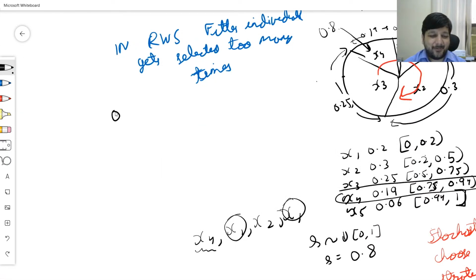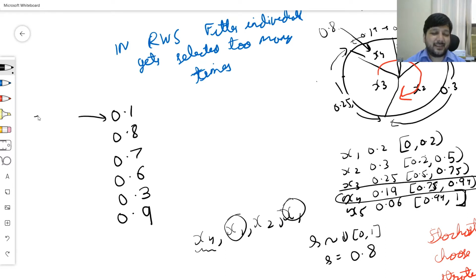So let me write down, these are the fitness values. So 0.1, so that's extremely good. 0.8, 0.7, 0.6, and 0.3 and 0.9. So you see that this is significantly better than others.